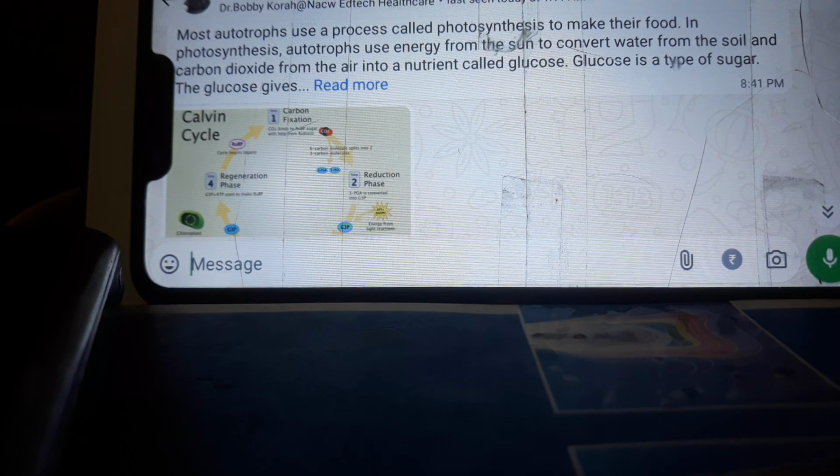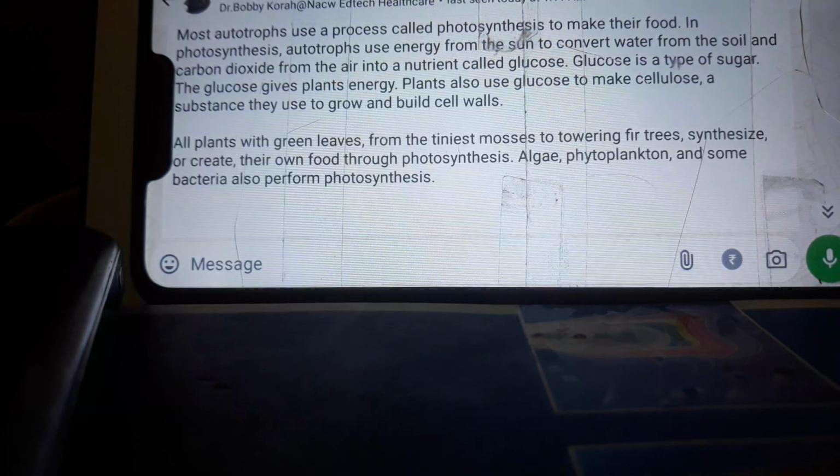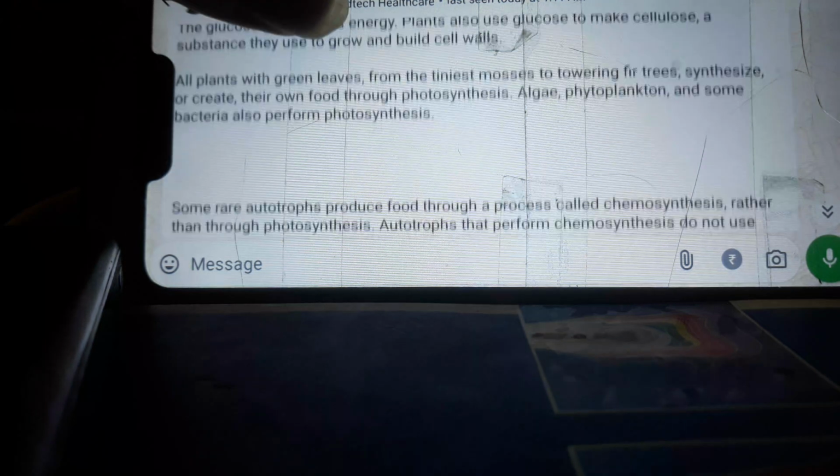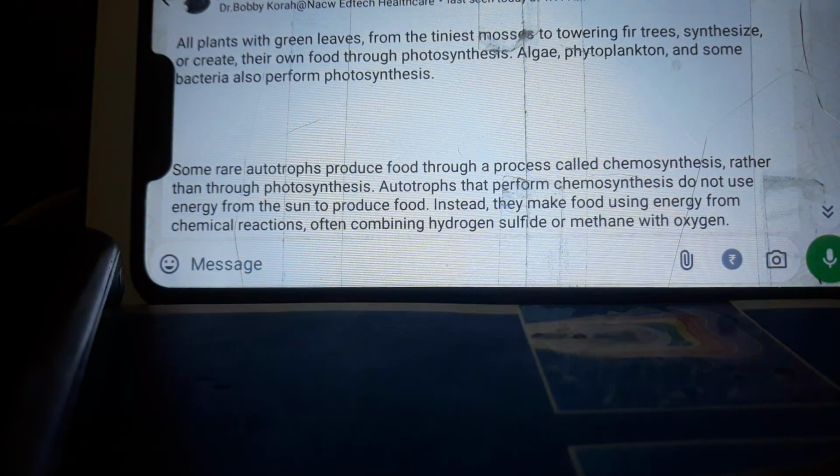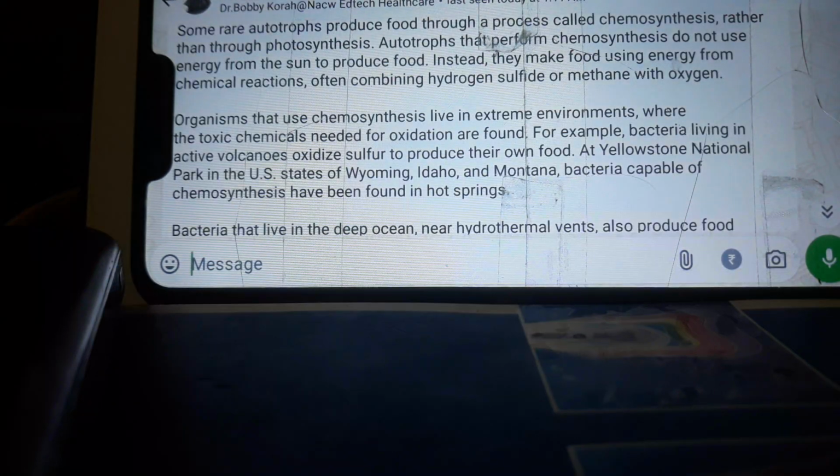In photosynthesis, autotrophs use energy from the sun to convert water from the soil and carbon dioxide from the air into a nutrient called glucose. Glucose is a type of sugar that gives plants energy. Plants also use glucose to make cellulose, a substance that they use to grow and build walls. All plants with green leaves, from the tiniest mosses to towering fir trees, synthesize or create their own food through photosynthesis. Algae, phytoplankton, and some bacteria also perform photosynthesis.